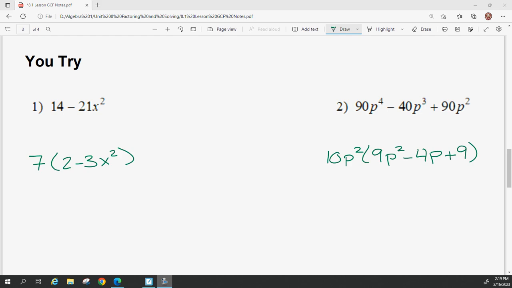So check your answers here. If you got one or both of them wrong, again, please do ask for help before you move on to the practice. If you got them both right, well done. And you should move on to the practice as well.